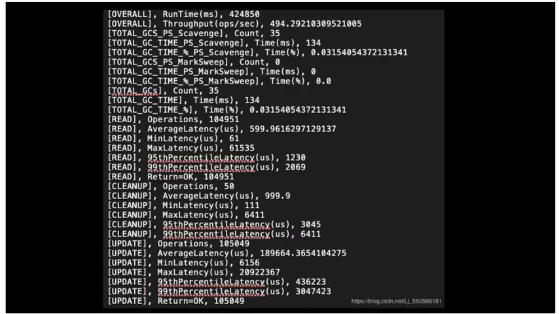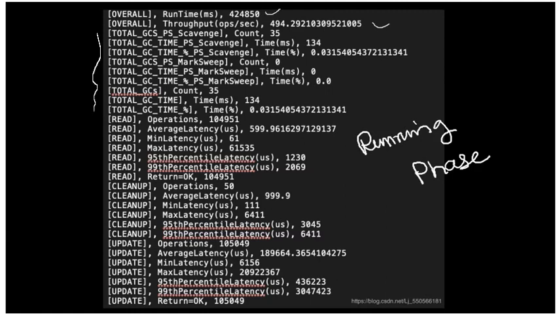Talking about the running phase, here again we can see runtime and throughput. This is the garbage collection and cleanups. Here we can see the read operations, that these many are read operations. Here are the update operations also, these many are update operations.